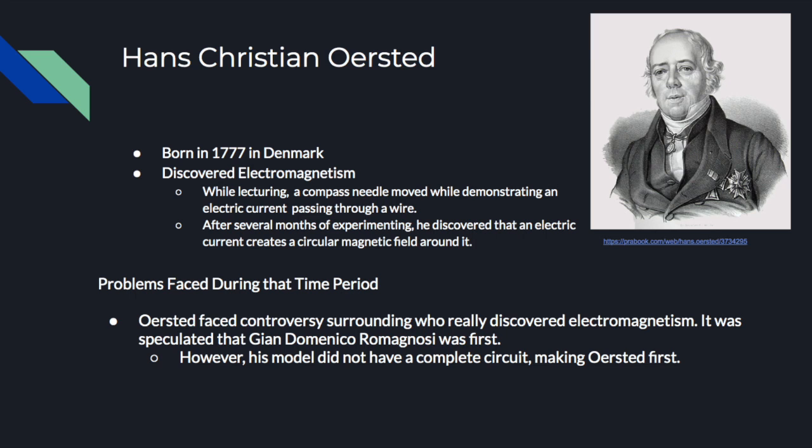After several months trying to figure out how this was possible, he discovered that an electric current creates a circular field around it. One of the biggest challenges he dealt with at the time was proving that he was actually first for the discovery. During that time, an Italian scientist claimed the same thing. However, the other scientist's model did not have a complete circuit, making Ørsted the first one.